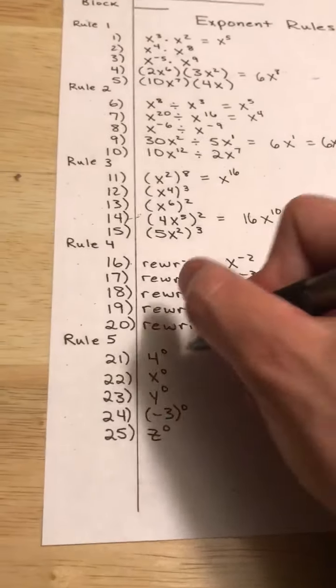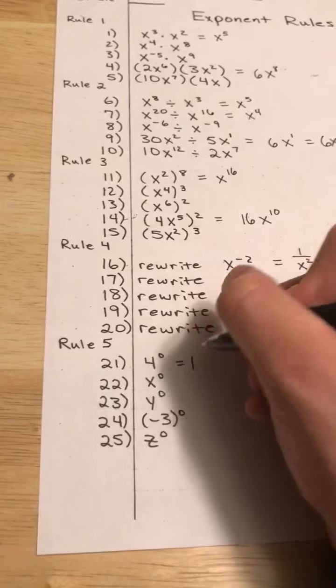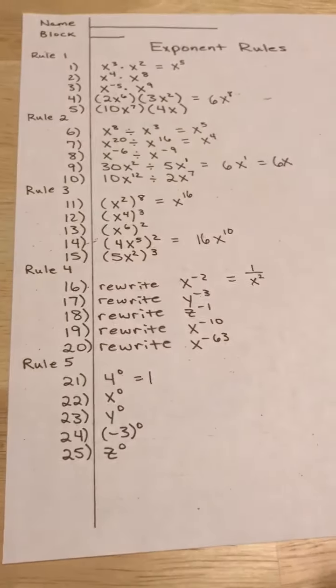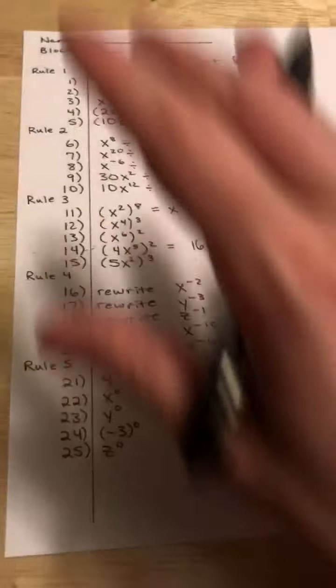Rule 5, you know that anything to the 0 power is going to give me 1. That's going to be the case for all these. So, your homework for tonight, go ahead and finish all these up.